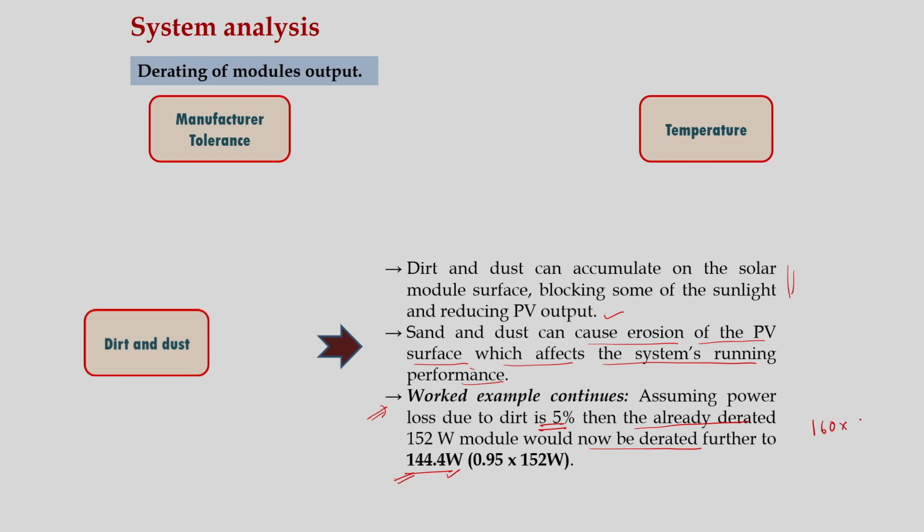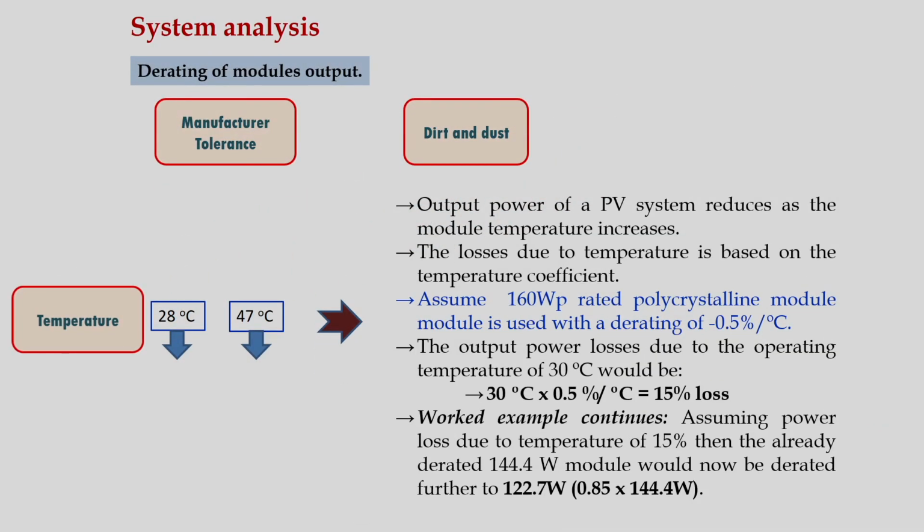160 multiplied by 0.95 into 0.95. Okay. This is something like 144.4 watt, right. Now, consider the case for temperature. As you understand, the output power of a PV system reduces as the module temperature increases. The losses due to temperature are based on the temperature coefficient. Okay. So, the behavior of these losses will be different for different cell materials.